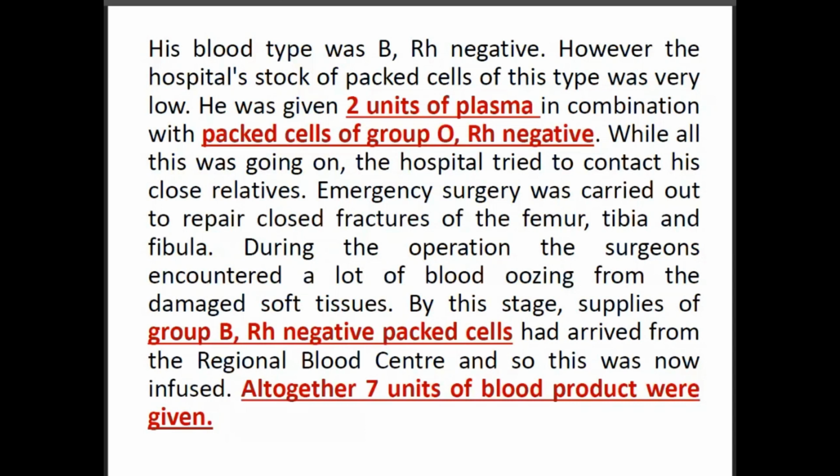By this stage, somebody could arrange for Group B blood, and he was given some more units. Altogether, 7 units of blood products were given.